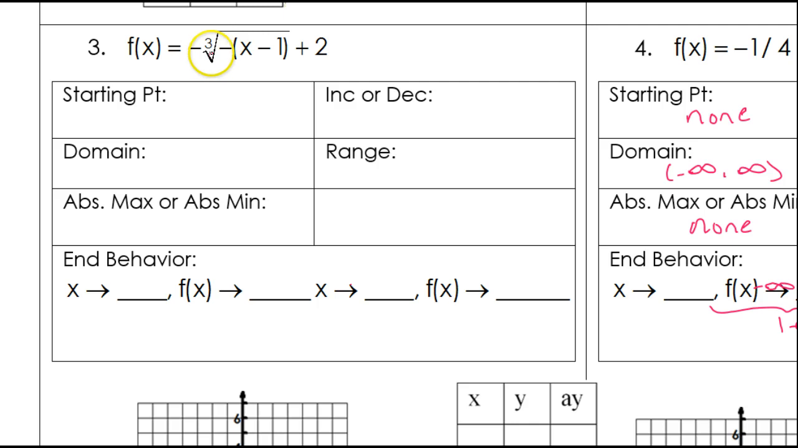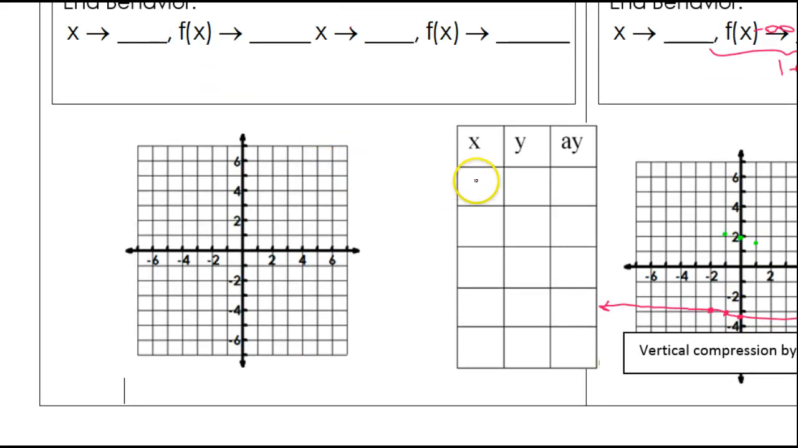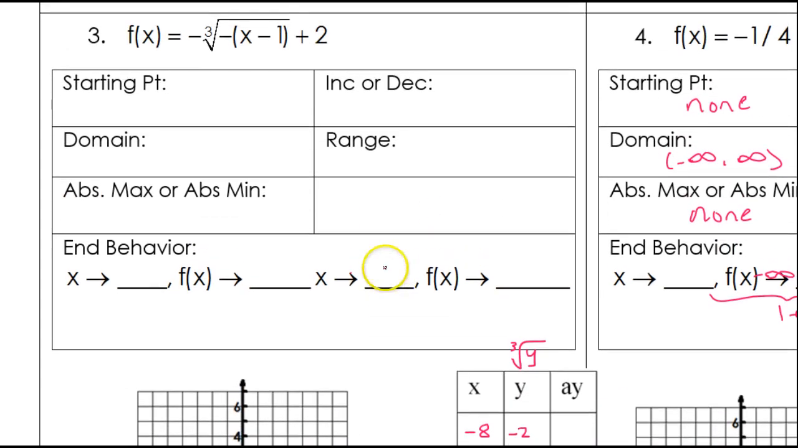Now notice this one is a cube root function, so that's going to change the x values that we're going to use. Numbers that we can easily take the cube root of are -8, -1, 0, 1, and 8. So we will use our usual 5 x values. Now the cube root of each of these numbers would be -2, -1, 0, 1, and 2. That never changes.